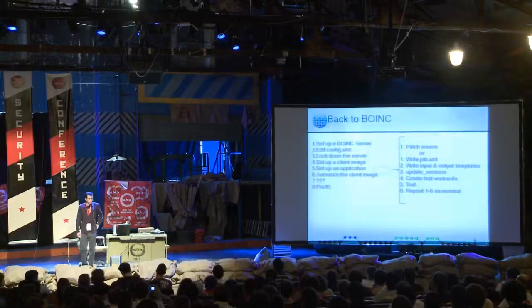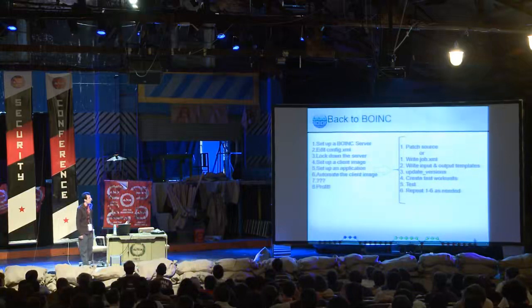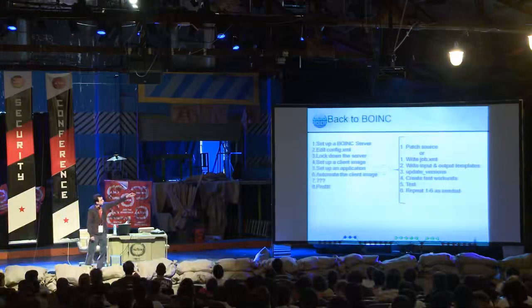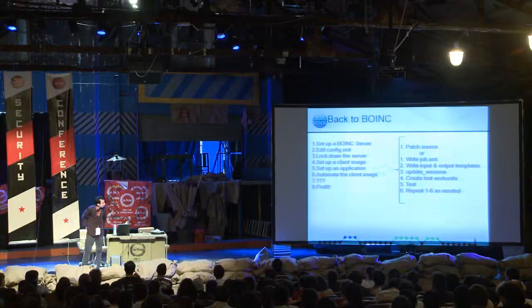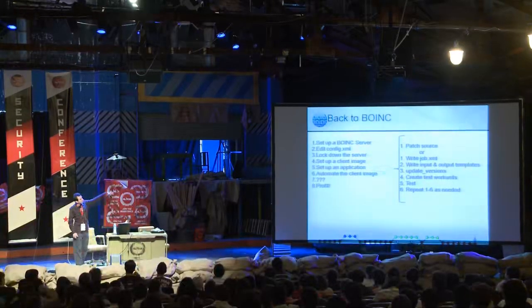So let's bring it back to BOINC and then wrap up. If you want to set up BOINC, you're going to set up a server, lock it down, and then you're probably going to run this in EC2, so you're going to set up a client image and then set up an application. So you're going to pass the source or write the job.xml, and then write the input and output templates. And that's the trial and error part. You can see it kind of loops back as you need to try again and again.